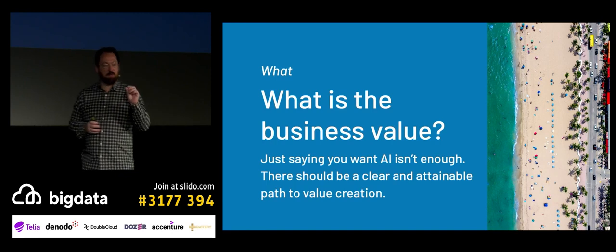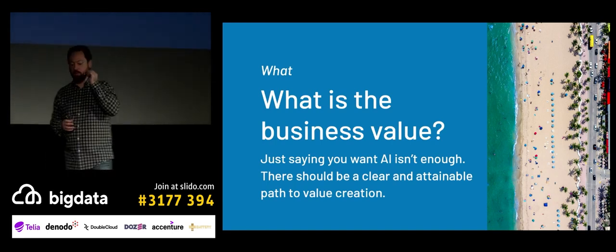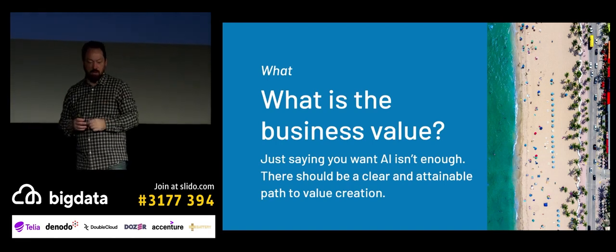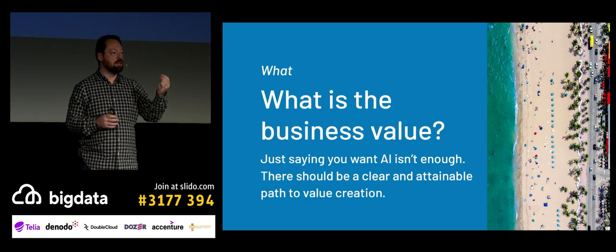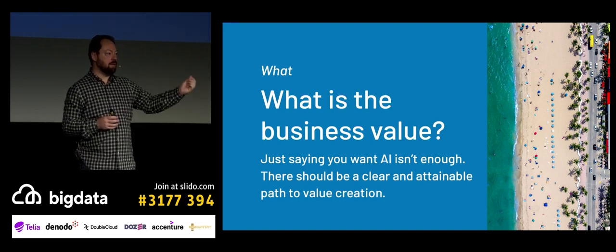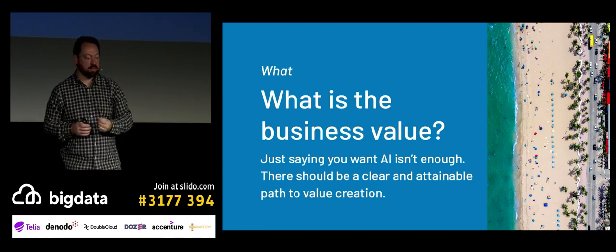So there should be a very clear path to value. It should be attainable. It should be doable. And so this is what we're trying to do. We need to do a what that says, this is how we're going to take data, and that data is going to translate into specific business value.